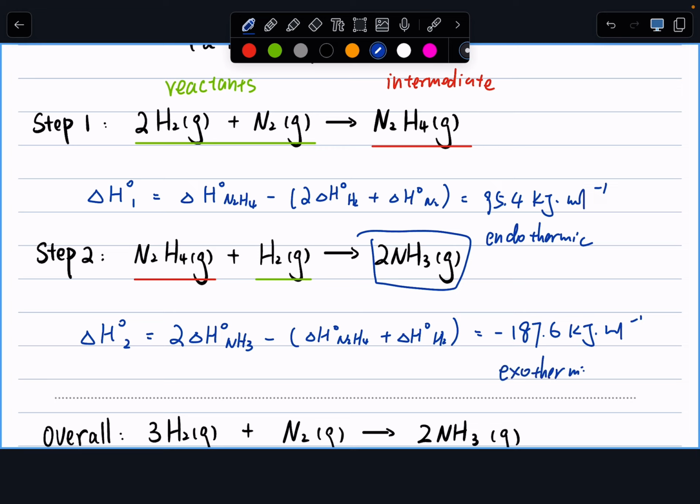So what about the overall reaction? Now the overall reaction is just a sum of these two steps, or delta H naught overall equals 2 times delta H naught NH3 minus 3 times delta H naught for H2 plus delta H naught for N2.